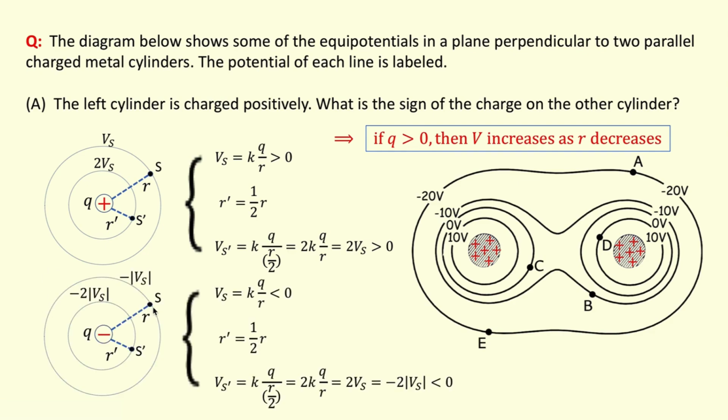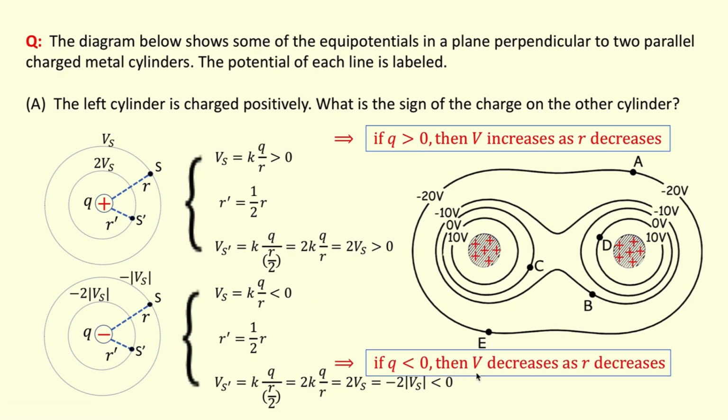In that case, for the sphere whose radius is r, the potential will be negative because Q is negative. That's why all points on this equipotential surface will have potential of minus the absolute value of Vs. And for the inner equipotential surface, we have minus 2 times the absolute value of Vs. This shows that when the charge is negative, then V decreases as r decreases.